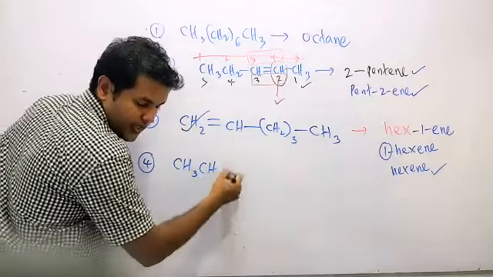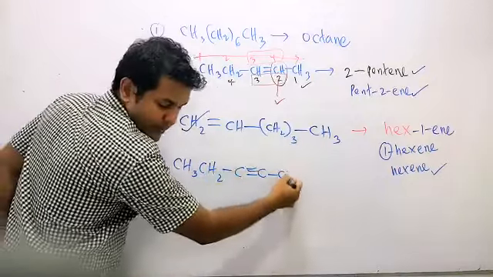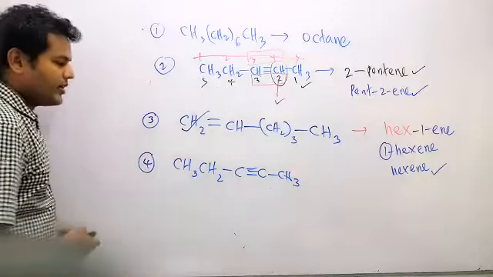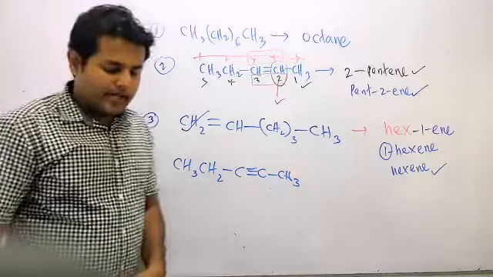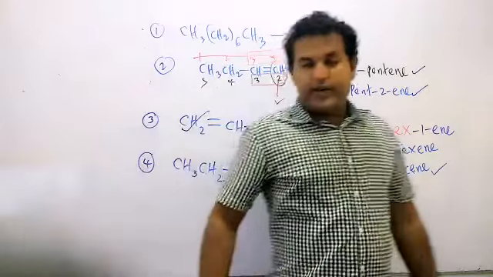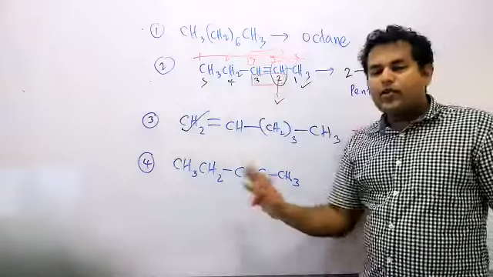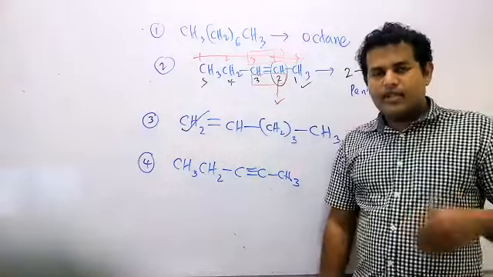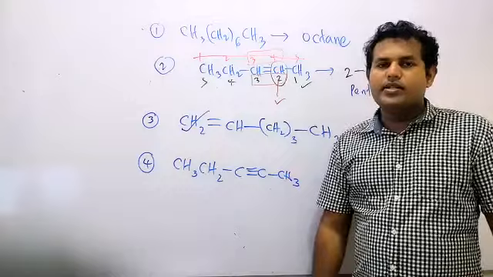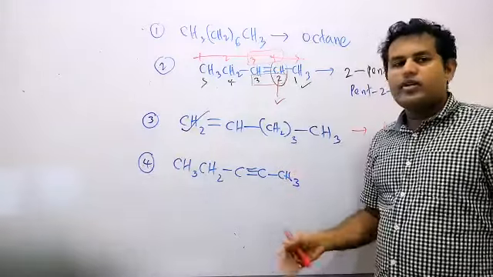CH3, CH2, C triple bond C, CH3. So let's name it, number it. How do we number it? From where to where? Always not left to right, not right to left, but the direction which gives the lowest number to the triple bond or the double bond.